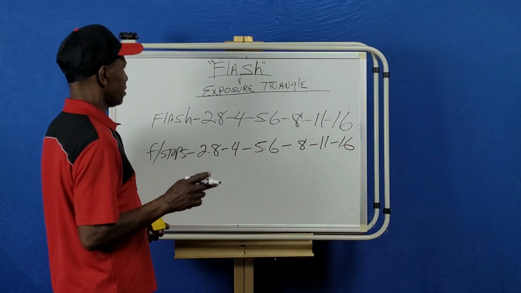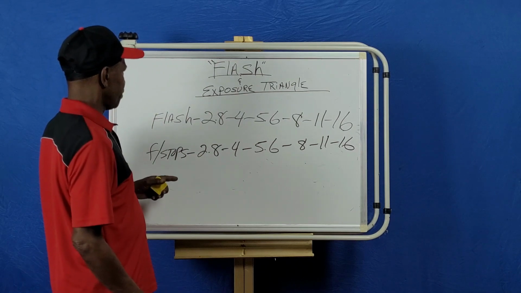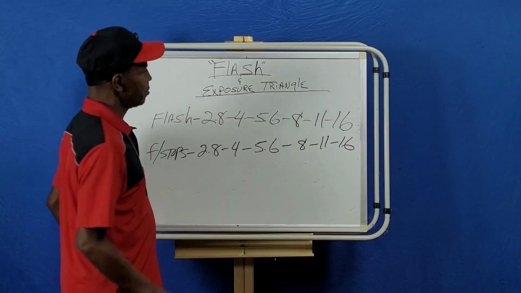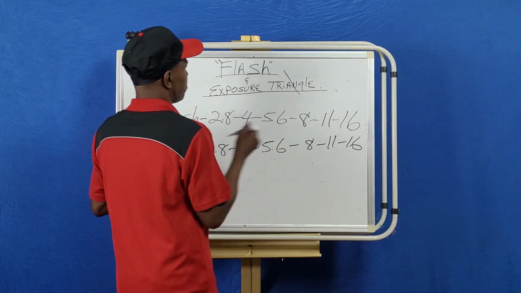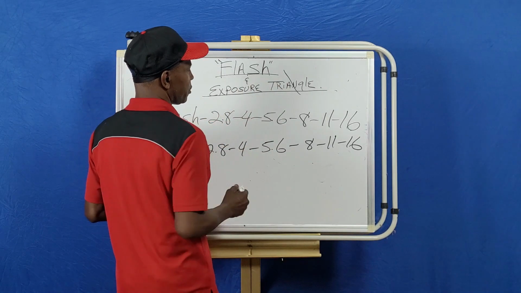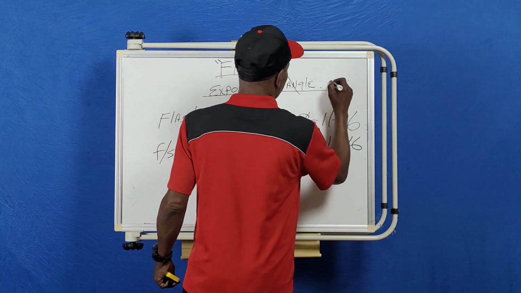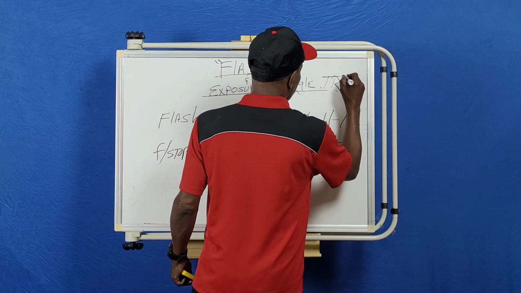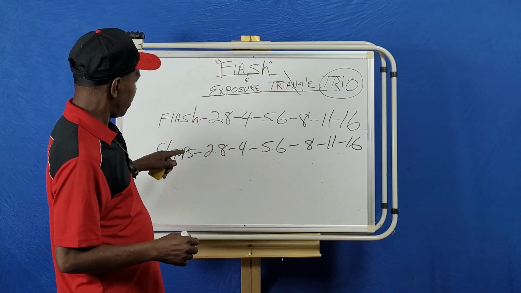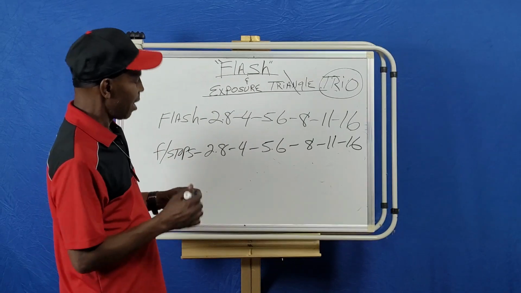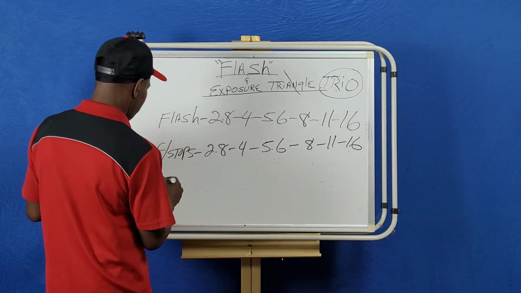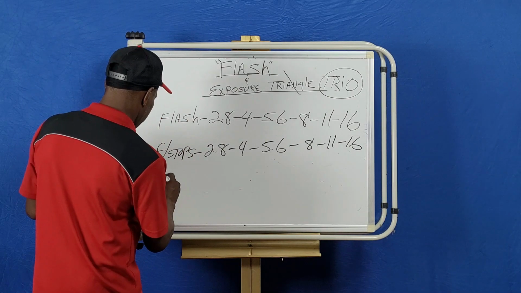All right, so what's next? So we have the flash. We have one of the members of the trio from the exposure triangle. It's well known worldwide as the exposure triangle, but I like to call it a trio because your ISOs, f-stops, and shutter speeds all work together as a trio. So what's next? We have flash, we have our f-stops, we have our shutter speeds.